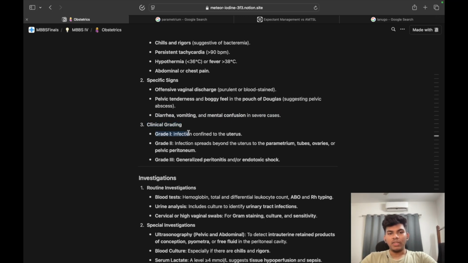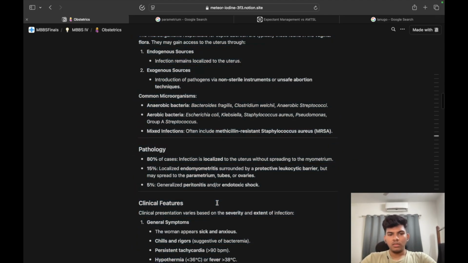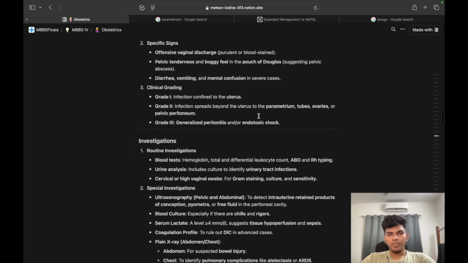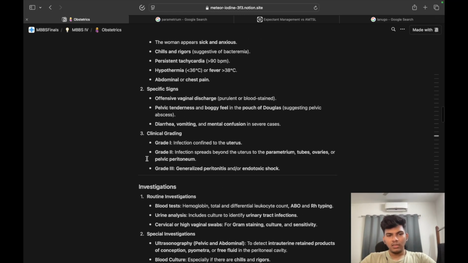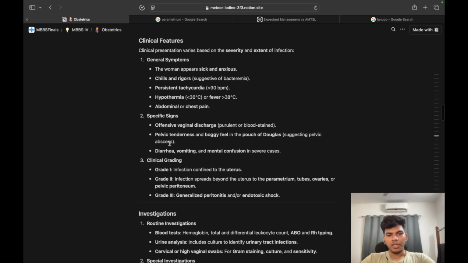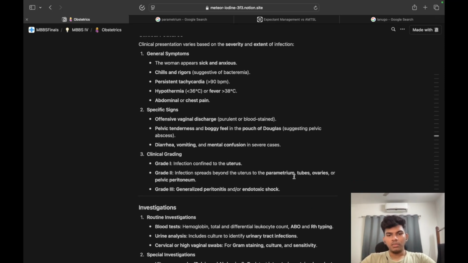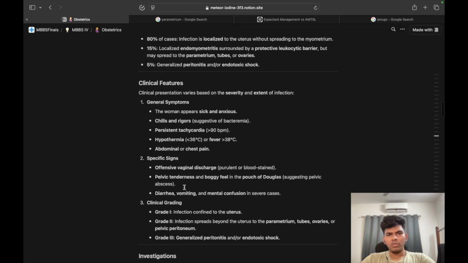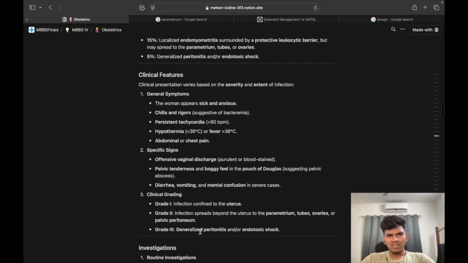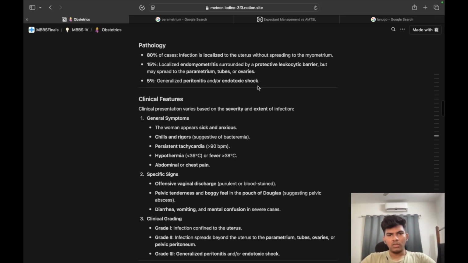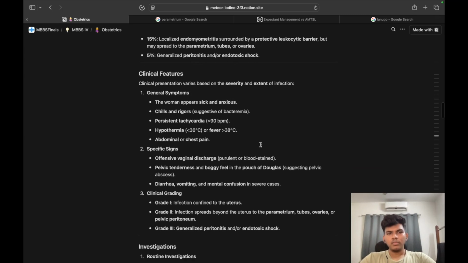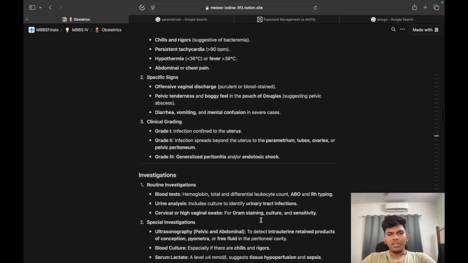Coming to the clinical grading. Grade 1: infection confined to the uterus. Grade 2: infection spreads beyond the uterus to the parametrium, tubes, ovaries or pelvic peritoneum. Grade 3: generalized peritonitis or endotoxic shock. These are similar to the pathology percentages: 80, 15, 5. Here also it is surrounded by a leukocytic barrier. Generalized peritonitis or endotoxic shock is the last one.